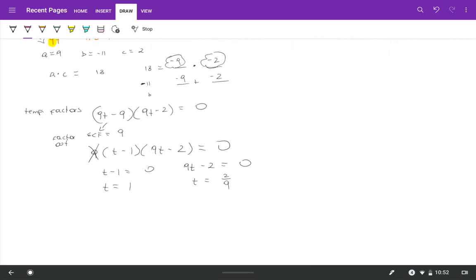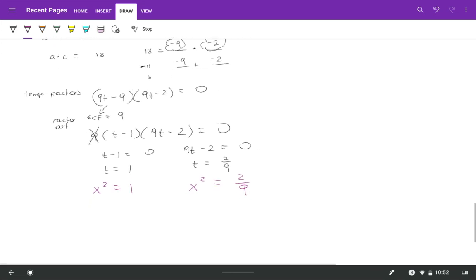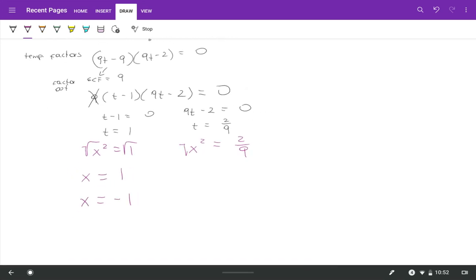So when we know that t is equal to 1, that means x squared is equal to 1. When t is equal to 2 over 9, that means x squared is equal to 2 over 9. Okay, so now you need to solve your equation for x, which means take a square root of both sides, and you have x equals 1, x equals -1. And here we'll take the square root of both sides, and we have x equals square root of 2 divided by square root of 9, which is radical of 2 over 3, and of course also negative square root of 2 over 3. So when you take the square root, you have positive and negative solutions.